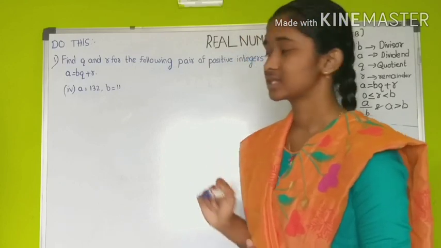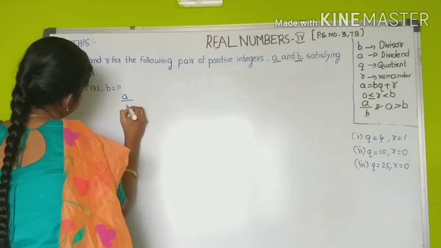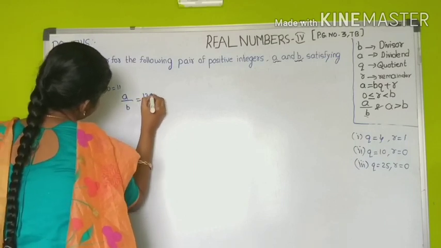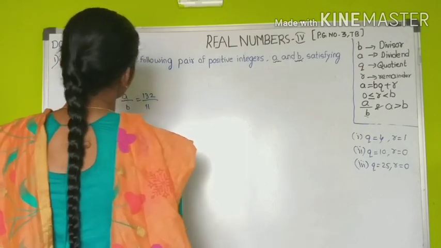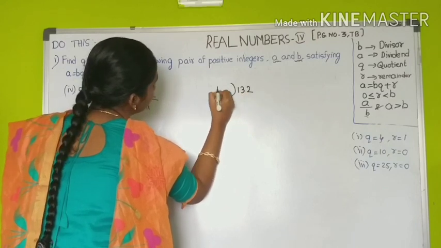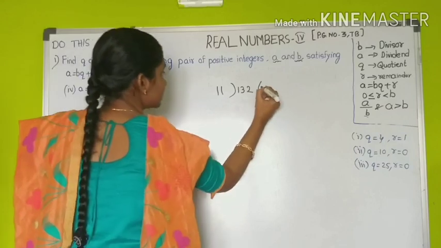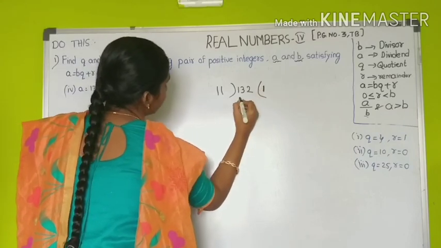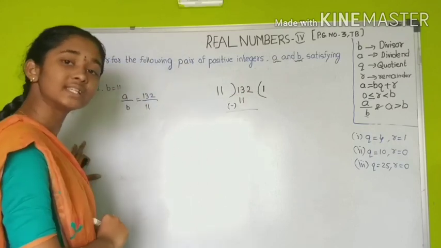And now we have a divisional form A by B. So we continue the process as A by B is equal to 122 by 11. And now we are going to do the division. We are going to divide 122 by 11. We write 122, 11. And 11 ones are 11. So I put here 1 and 11. And when we subtract, 13 minus 11 is 2.